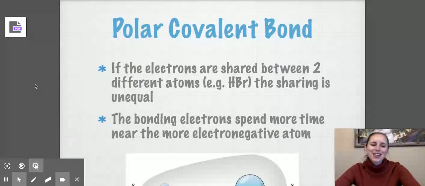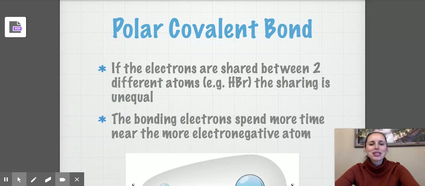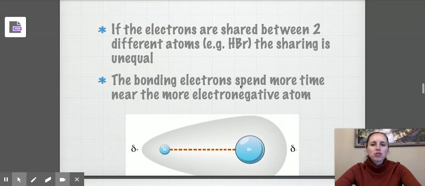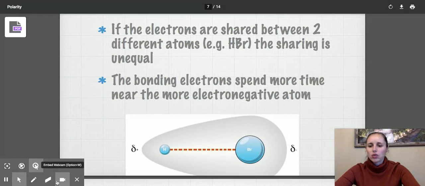So now we're going to talk about polar covalent bonds. With a polar covalent bond, we actually have two different atoms. So for example, we have hydrogen and bromine. Since we have two different atoms, the sharing is actually going to be unequal. So we see hydrogen here on the left. Hydrogen is weaker. It's got a lower electronegativity, so it's got a weaker hold on those electrons. Whereas bromine on the right is stronger. It's got a higher electronegativity, so it's got a stronger hold on electrons.